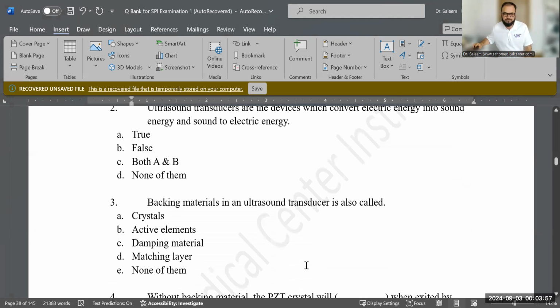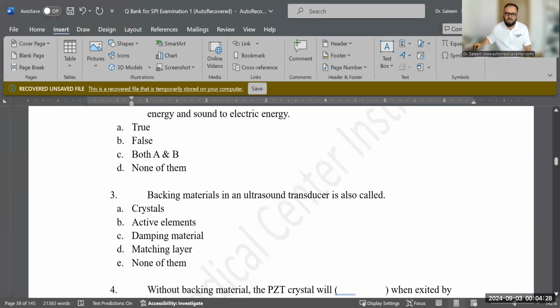It says that backing material in an ultrasound transducer is also called what? What is the alternative name for the backing material in a probe or transducer? Is it crystals? Is it the active element? Is it damping material? Is it the matching layer? Is it none of the above? Yes, C is the correct answer. Damping material and backing material are the same. It's the same metal powder mixture.